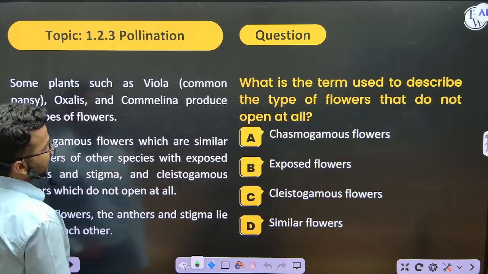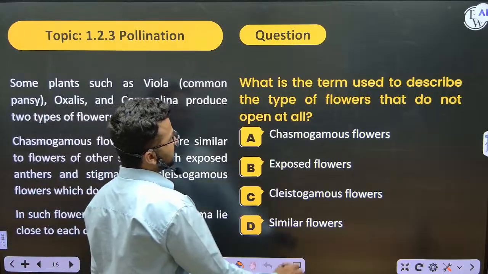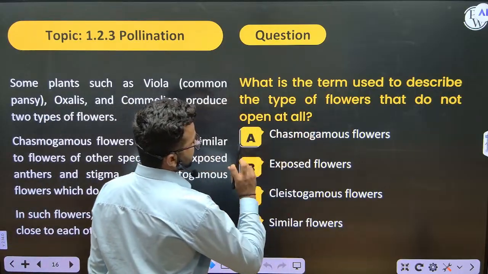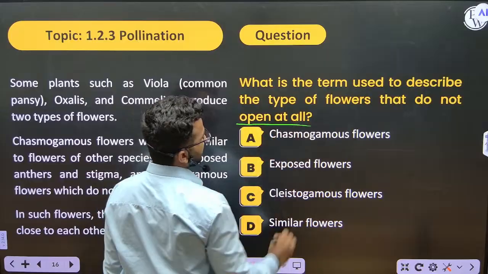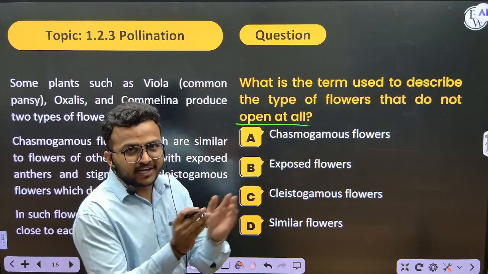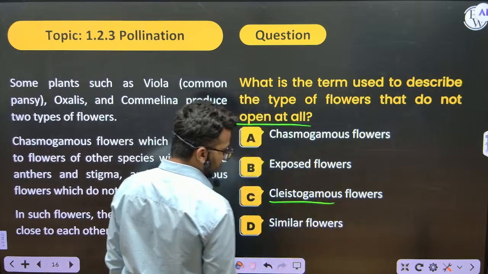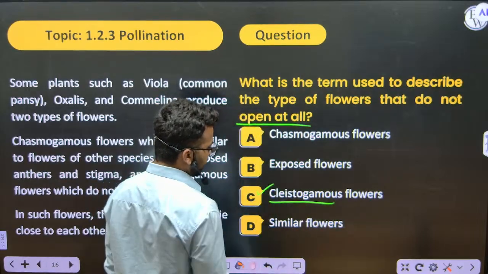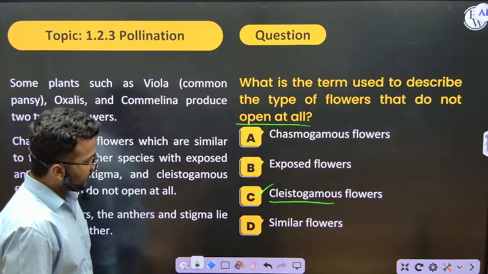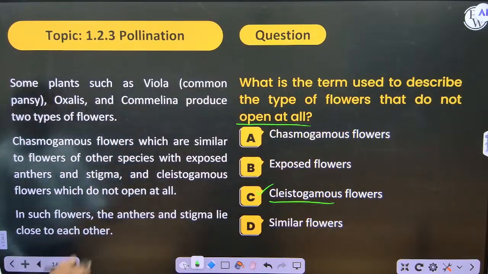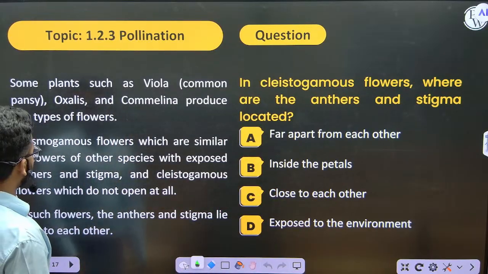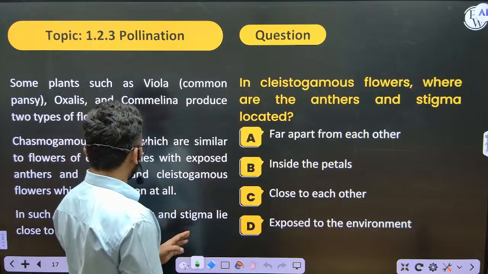Next, what is the term used to describe the type of flowers that do not open at all? They never open. Here it is given as Clistogamous. Clisto is nothing but closed flower. Chasmogamous are the open flowers, which we will be seeing separately.